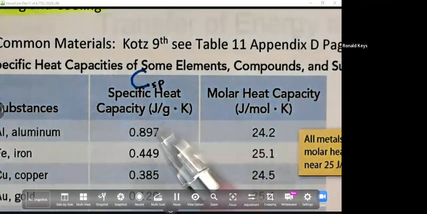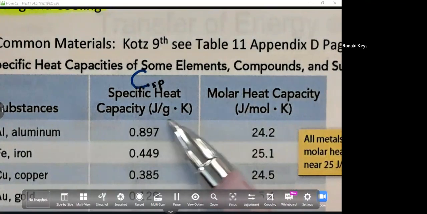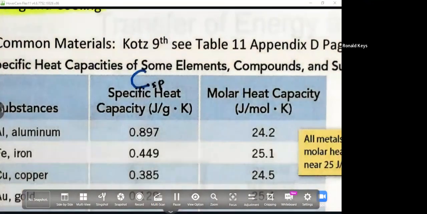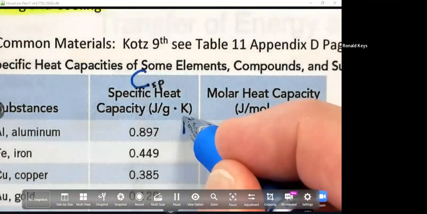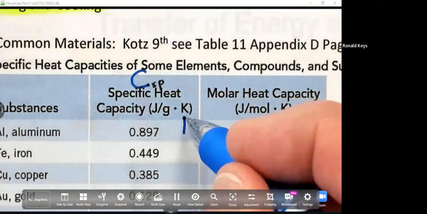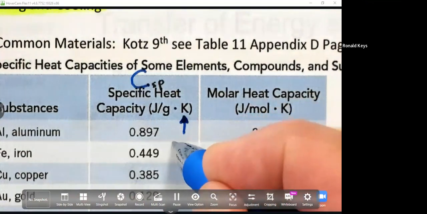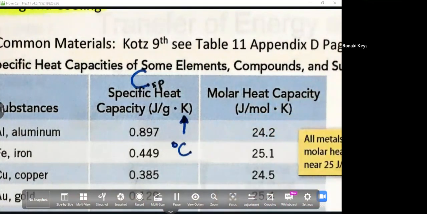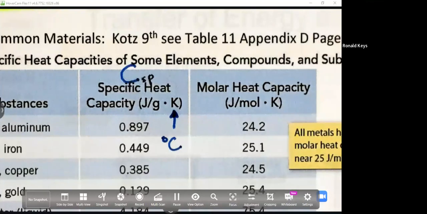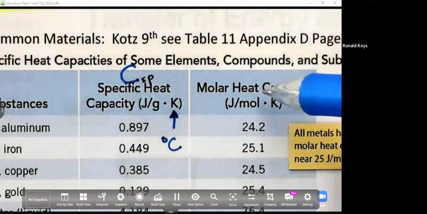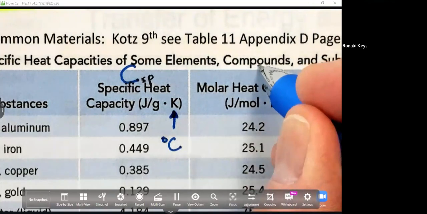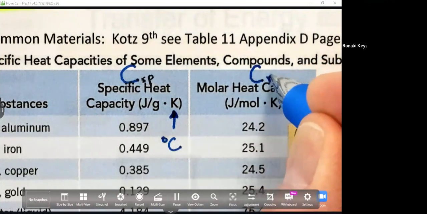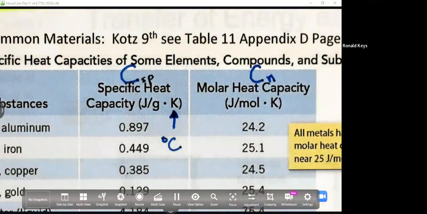Look at the units here. It's in joules per gram Kelvin, but it doesn't matter. If you increase 1 degree Celsius, you increase it how many degrees Kelvin? 1, right? So this doesn't matter. I won't use Kelvin. I'll probably use degrees Celsius. But if you're talking about a mole, they have molar heat capacity, which is C with an n for mole.